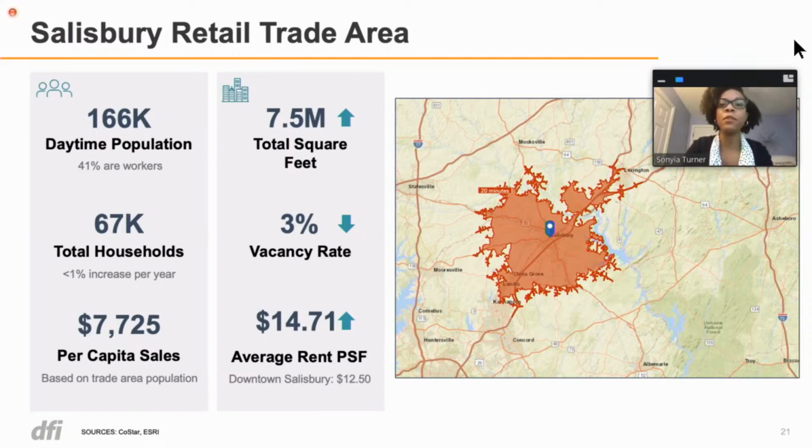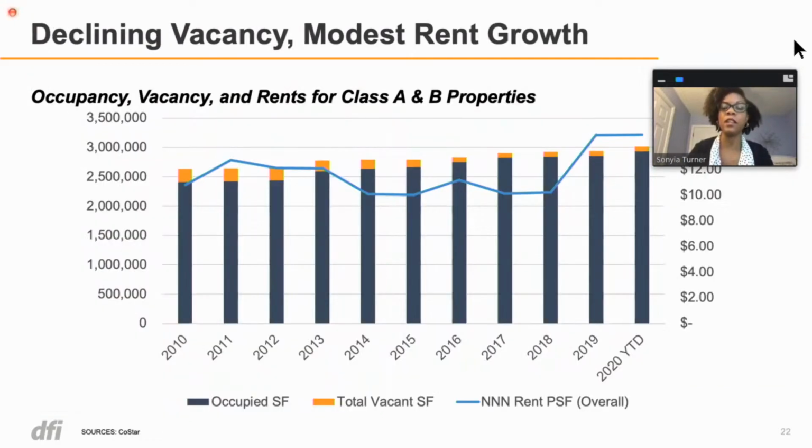There's a daytime population of 166,000 in this drive time. And also within this drive time, there's 7.5 million square feet of retail space. The vacancy rate is also 3%, based on our CoStar analysis. And we see that average rents in this trade area are close to $15 per square foot, $14.71. And we found in our analysis that most of this is actually driven by highway retail, which we will talk a little bit more about in the coming slide.